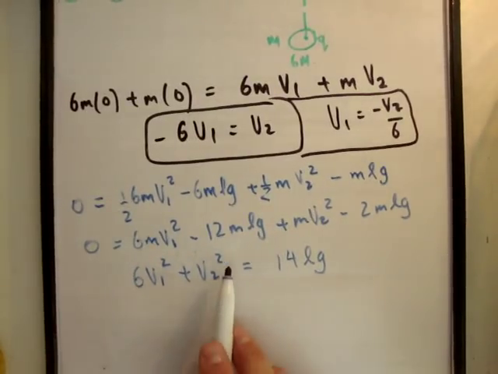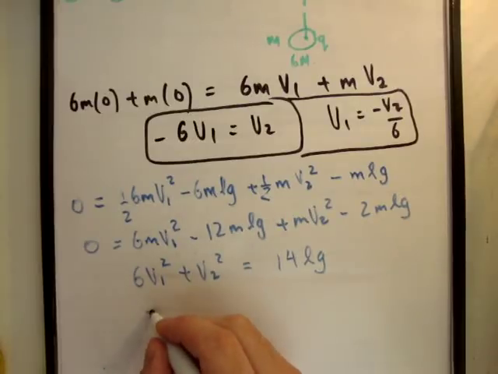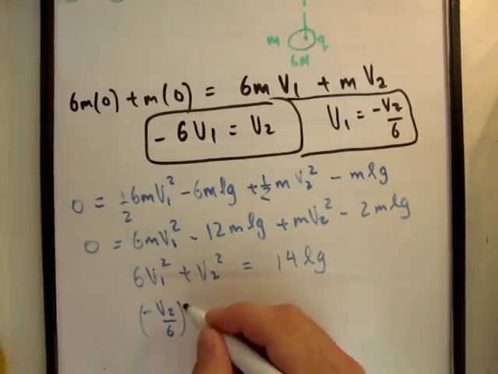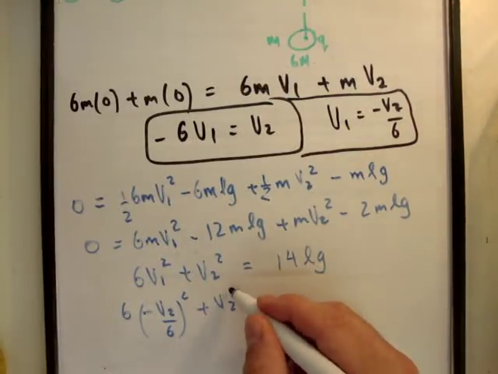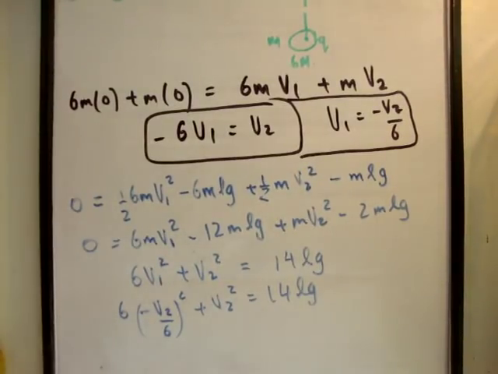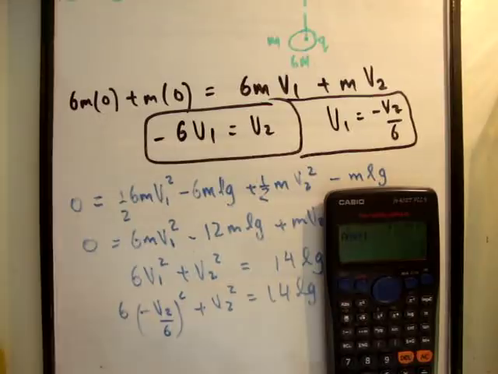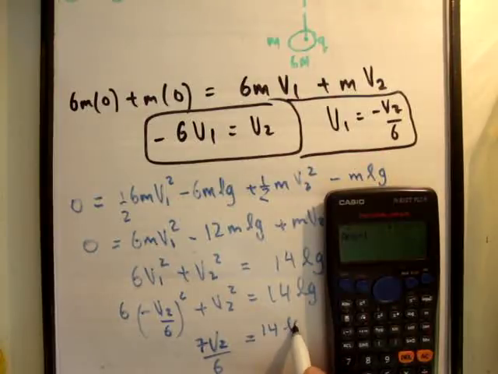The next thing is we need to get an expression for v2, because that's what we're asked. But we know that v1 is equal to negative v2 over 6. So negative v2 over 6, squared, times 6, plus v2 squared is equal to 14lg. Alright, so let's get out the calculator. We have 6 divided by 36, and we have to add 1 to that. Now we're going to get 7v2 squared over 6 is equal to 14lg.